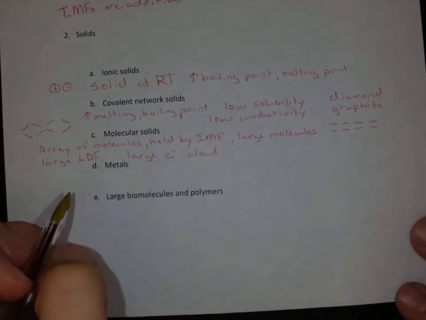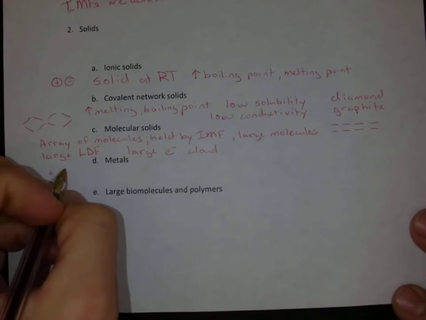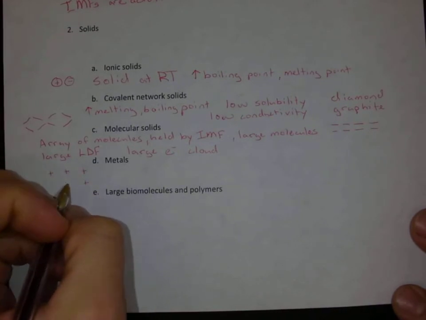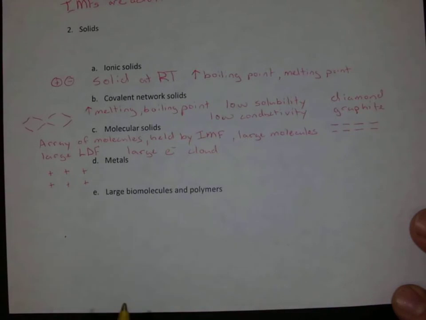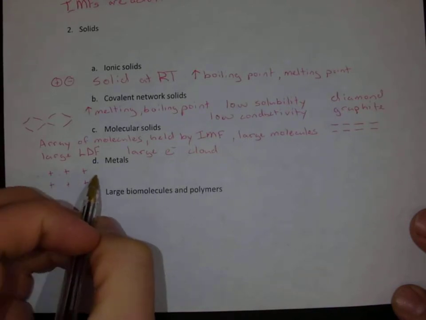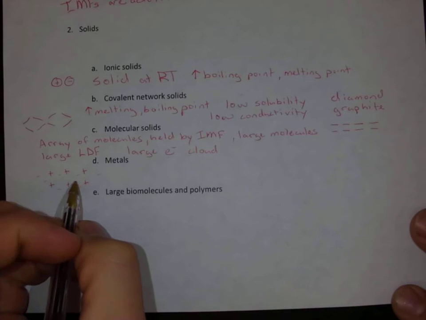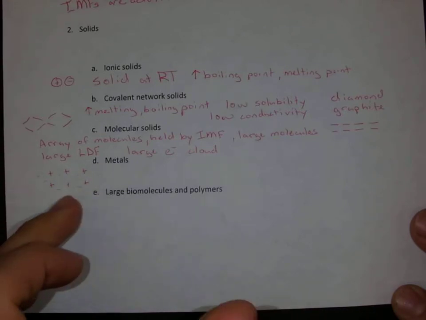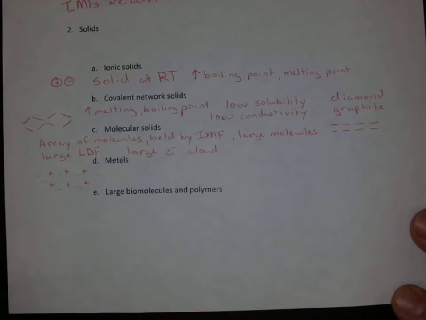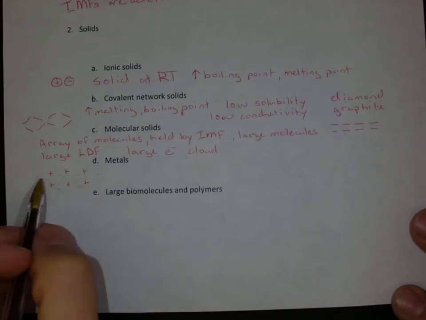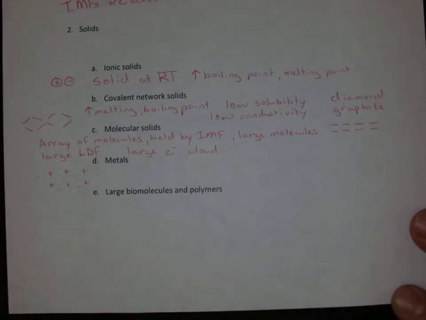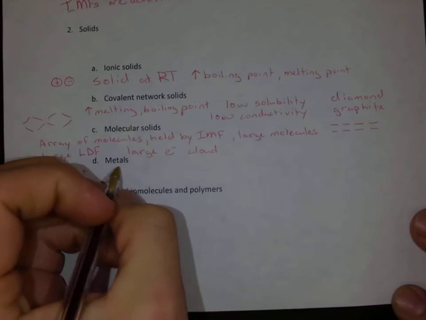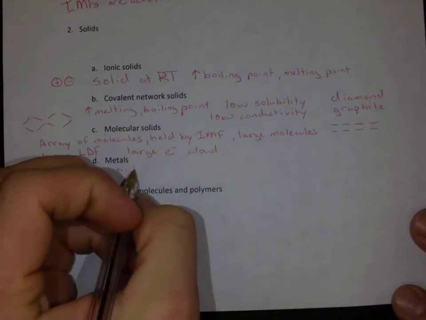Now, metals. Metals, we've talked about a little bit. We've got this array of positives. That would be the nucleus of the metals. And then we've got negatives that are not really associated with any of those positives, because our metals are not very electronegative. So they're not really going to be holding on to the electrons very strongly, okay? So we've got negative charges that are able to move freely. So that results, of course, in high conductivity.